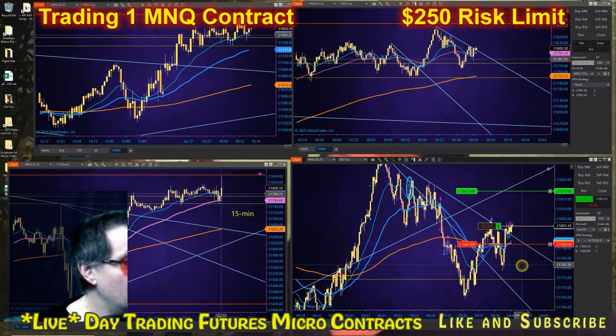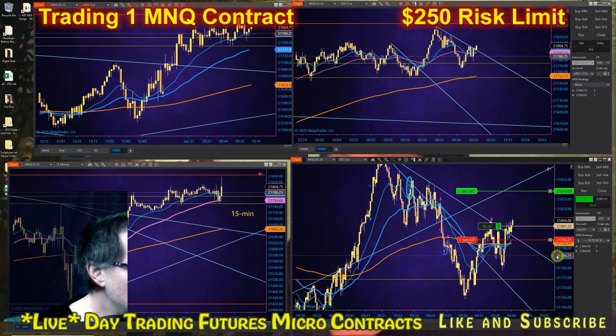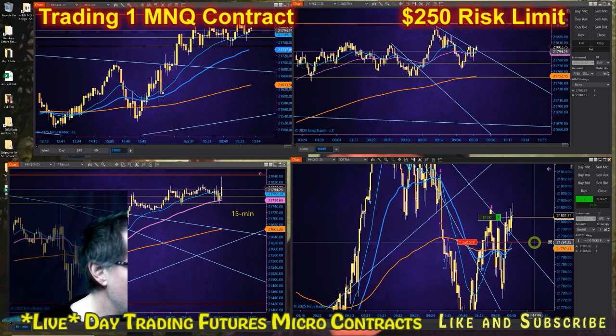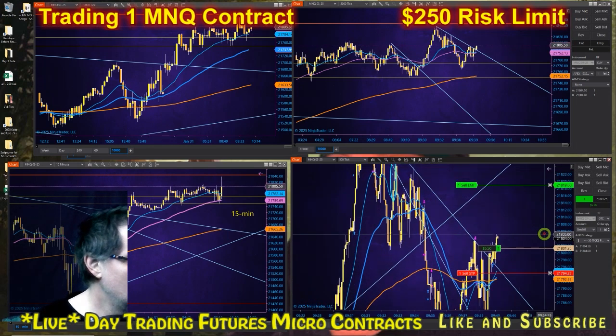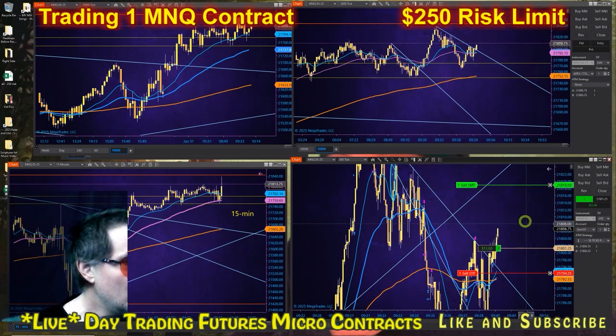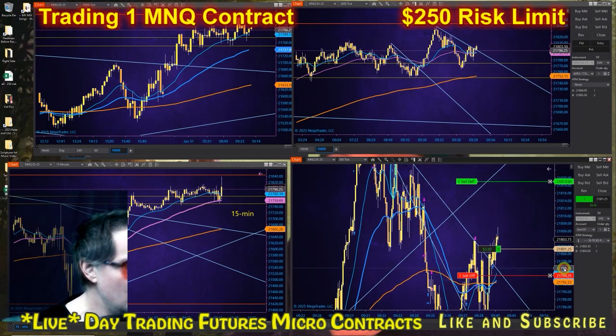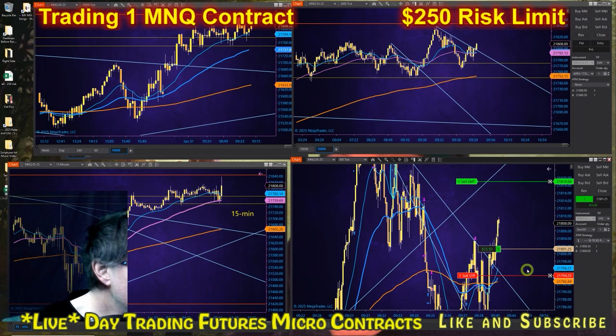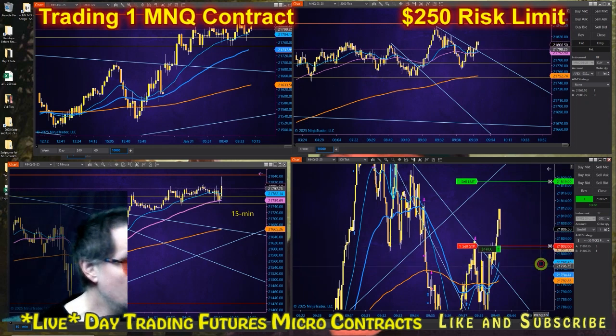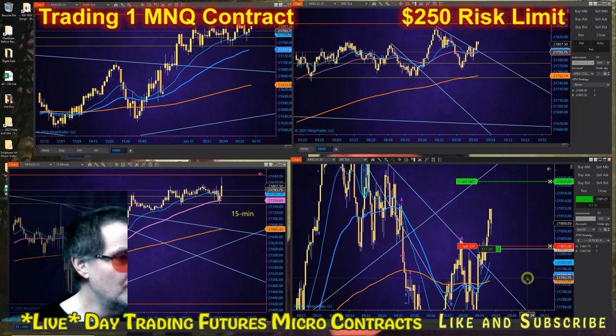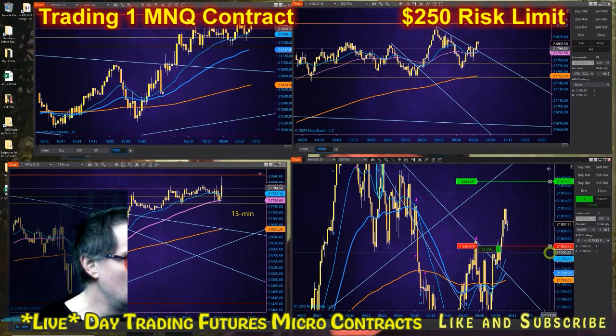It's got to keep going though. I'm not going to give it much room to come back down on me. And we want it to come back up into this area here. I'll break even as soon as it gives me enough room. There's break even already. Let's break even on it. Let it keep going. Remember, take your 1-to-1. Don't forget. Yeah, I know. Take your 1-to-1 if you get it.